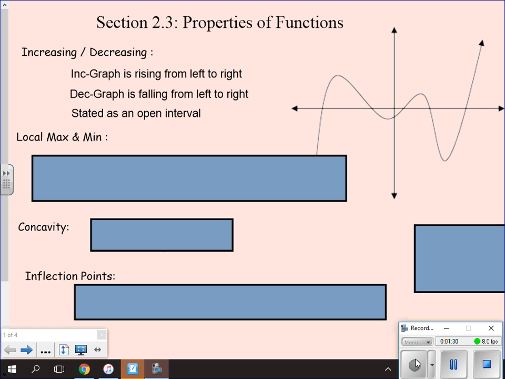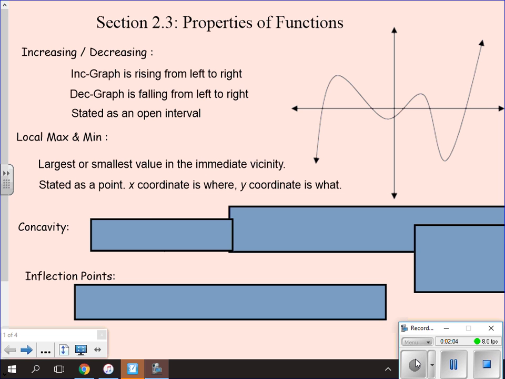And the endpoints are not included when you're doing increasing and decreasing. They're never included. At a particular value, it goes from here to here. It's not increasing at that point. That's where it starts to go up. This is where it ends going up, but not at that point itself. Increasing and decreasing are always stated as open intervals.